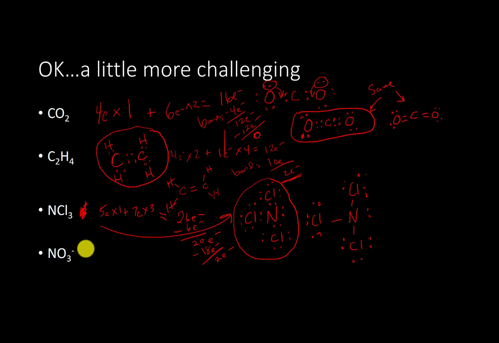Nitrogen has 5 electrons. Let's add up our electrons: 5 times 1, plus oxygen has 6 valence electrons times 3. So we've got 18 here plus 5, so we have a total of 23 electrons. But notice this: it has a -1 charge. So we have to add 1 electron to that. So the total we have to work with is 24 electrons.